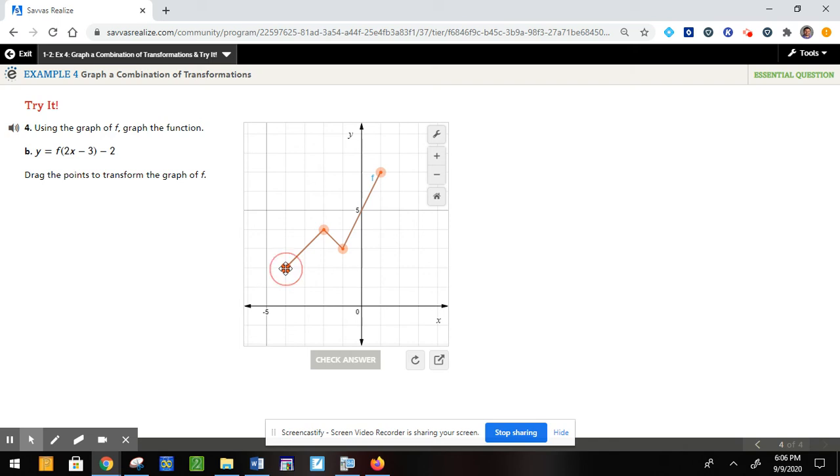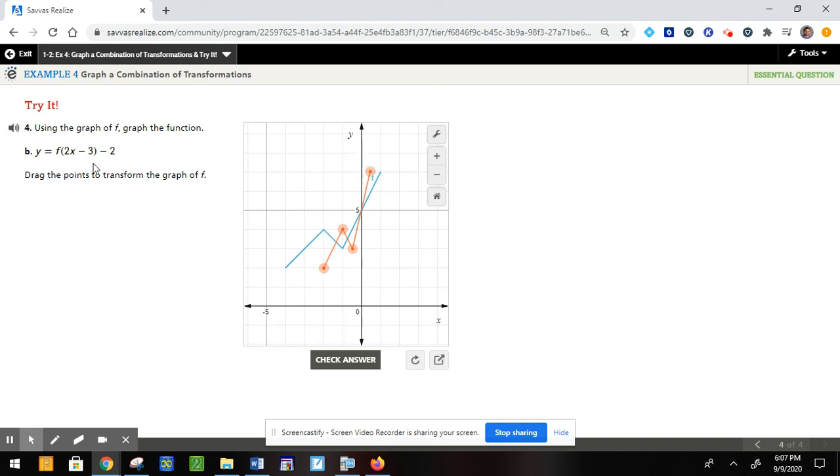This point will get, again, cut in half. So the x value is negative 2. Now it's negative 1. This one is 1, so it's going to go to, I'm sorry, negative 1 will go to negative 1/2. And that point has an x value of 1, so we'll move to 1/2.